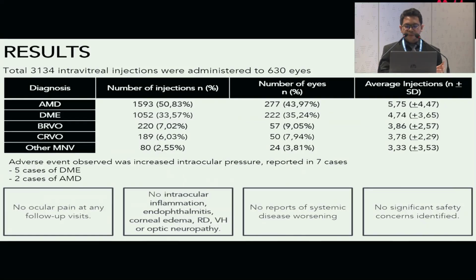Across this study period, a total of 3,134 intravitreal injections were performed on 630 eyes. As we see here, most of the cases were AMD, accounting for more than 43% of eyes, followed by DME and BRVO. Notably, there were 7 cases of increased intraocular pressure reported, 5 in patients with DME and 2 in AMD. There were no cases of ocular pain, IOI, endophthalmitis, corneal edema, retinal detachment, vitreous hemorrhage, or optic neuropathy recorded. Importantly, there were no systemic adverse events as well. This supports a favorable short-term safety profile.